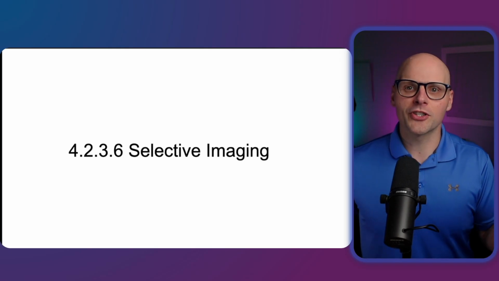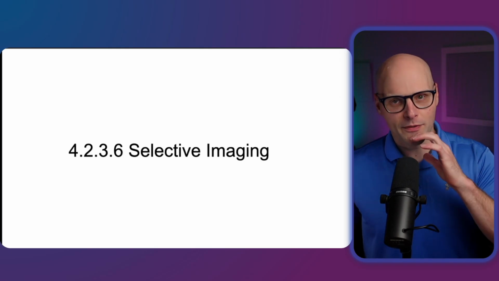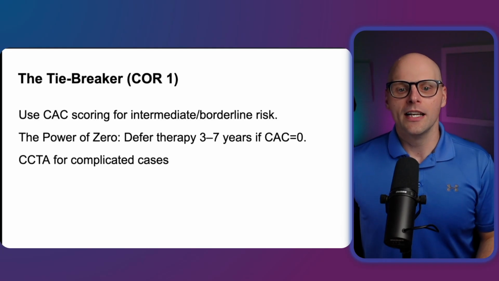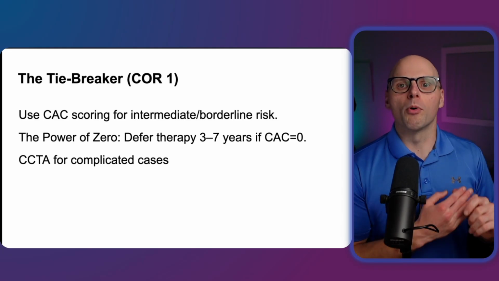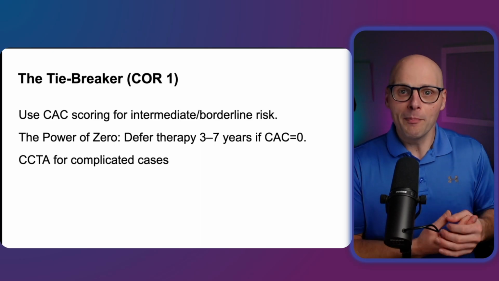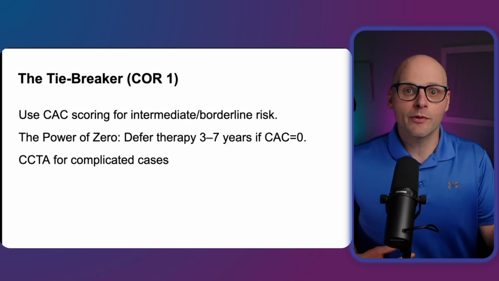Then moving on here, let's talk about selective imaging. So specifically, are we talking about coronary artery calcium or CT? And let's talk more about that. If you have someone who has an intermediate or borderline risk and neither of you are sure about starting a statin, a CAC scan may be helpful in this situation. It's a class 1 recommendation.